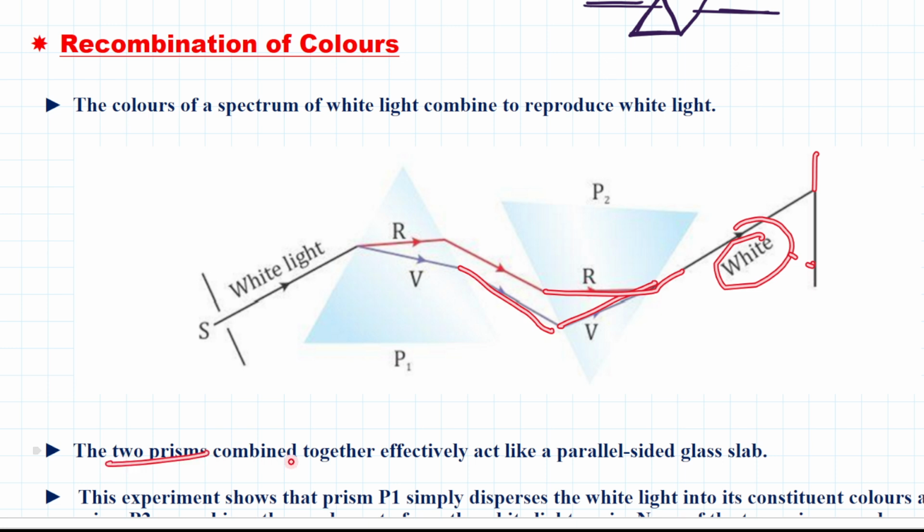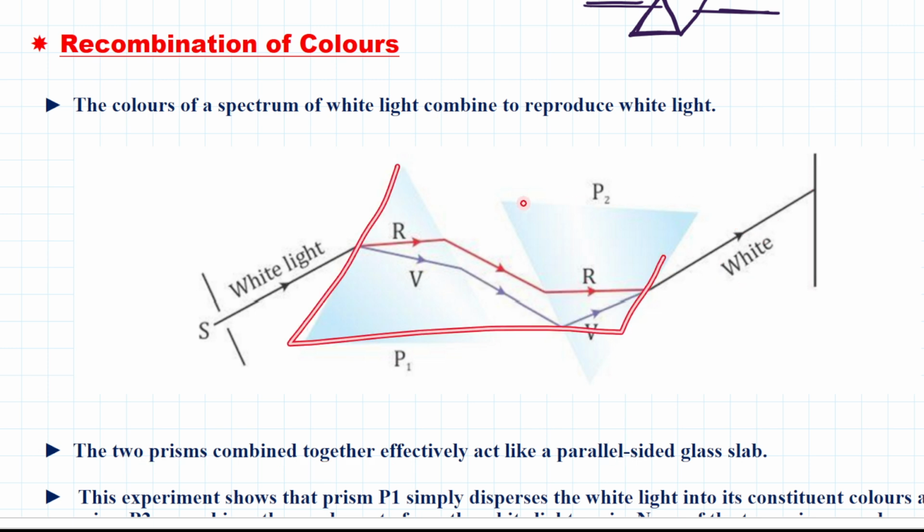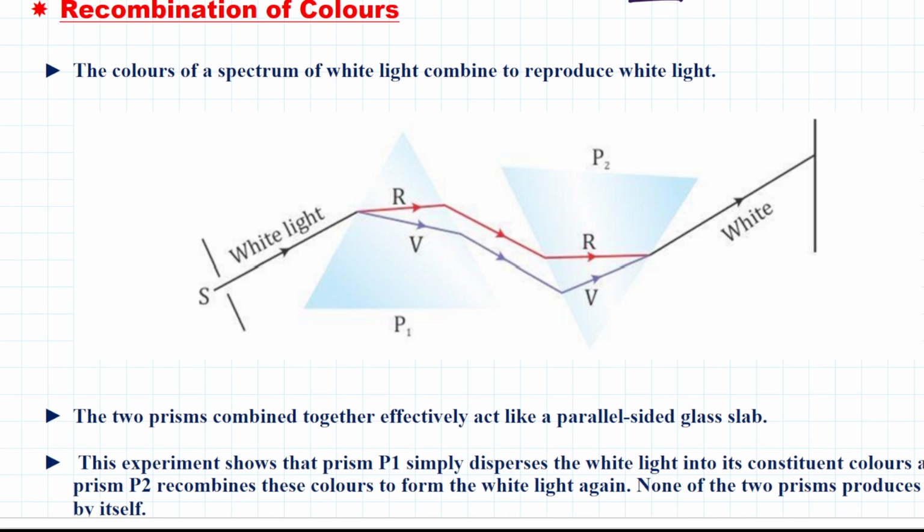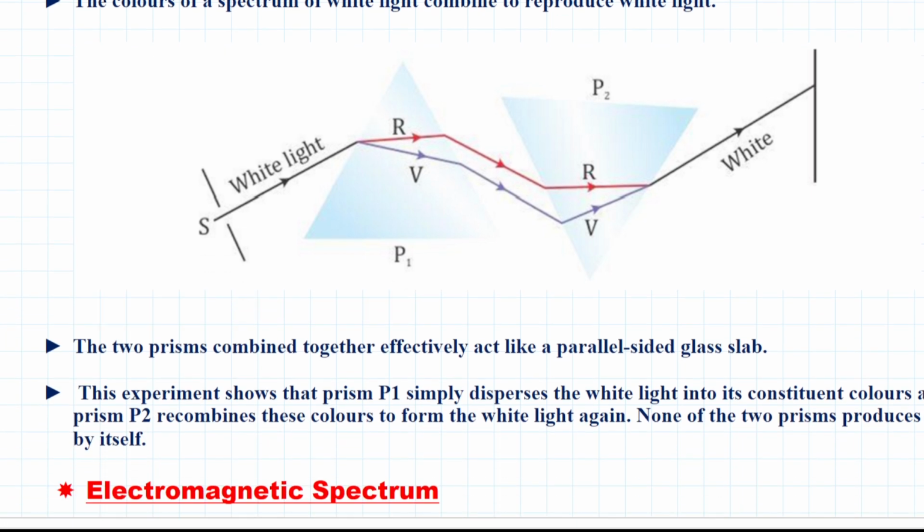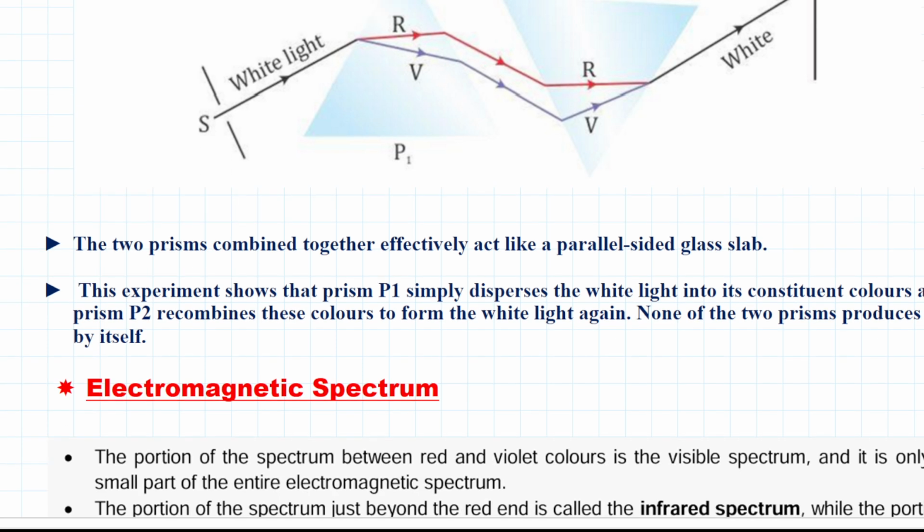So the two prisms combined together effectively act like a parallel sided glass slab. We can see this, right? So this experiment shows that the first prism simply disperses the white light into constituent colors, and the second recombines them into white light again. So neither prism produces color by itself.